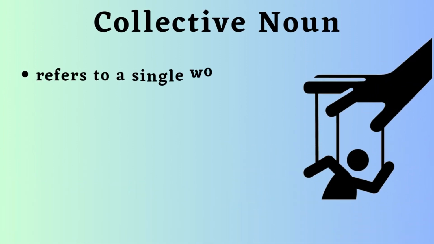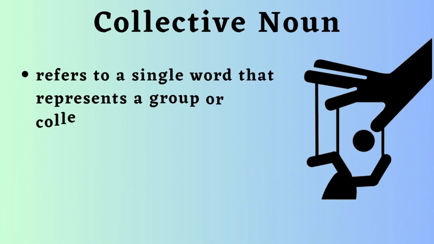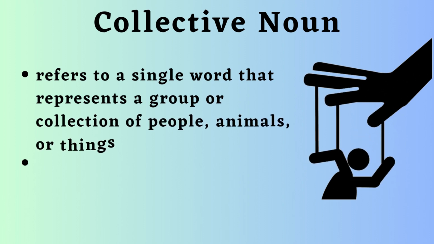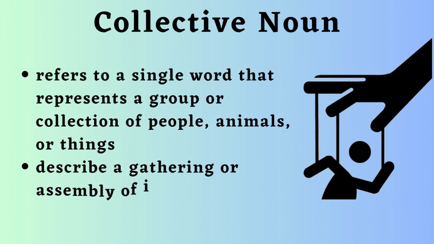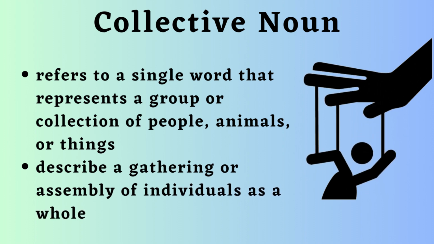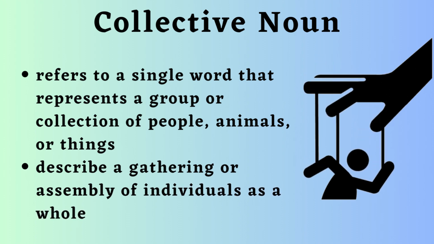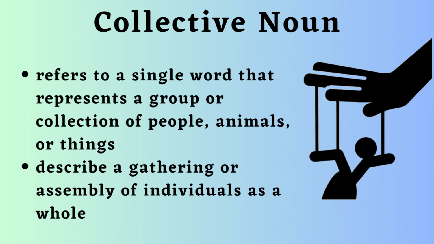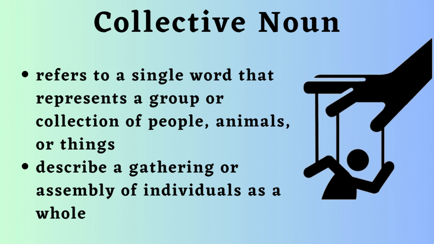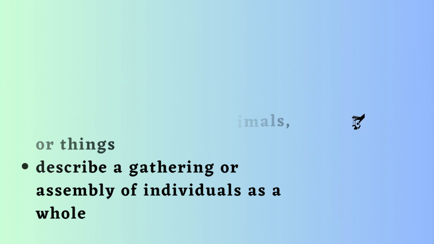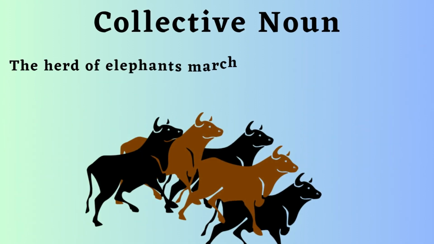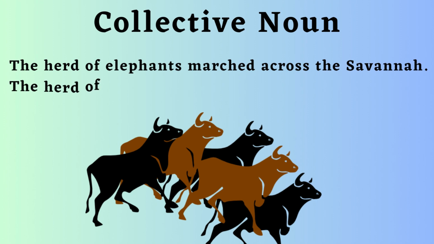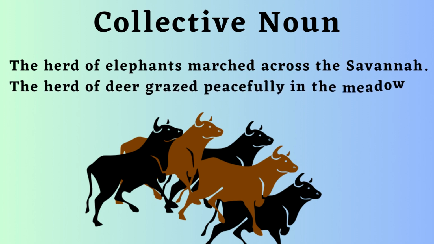Another type of noun is a collective noun. A collective noun refers to a single word that represents a group or collection of people, animals, or things. It is used to describe a gathering or assembly of individuals as a whole. Let me explain this with an example here. Herd. Herd is a collective noun. It is used to refer to a group of cattle, deer, or elephants.